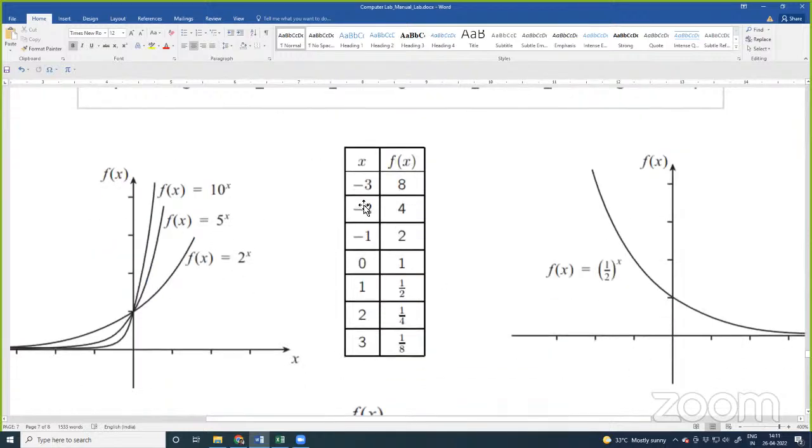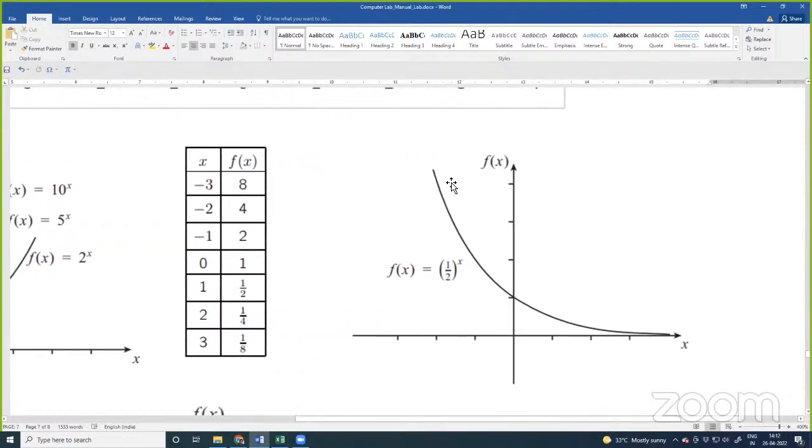Instead of that, let us choose another point here, x as minus 3 here, x as minus 2 here. In the same case, instead of 2, let us choose 1 over 2. If it is 1 over 2, for that 1 over 2 to the power of x, the function looks like this.